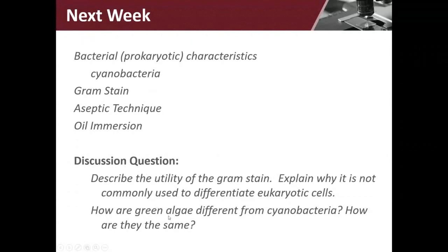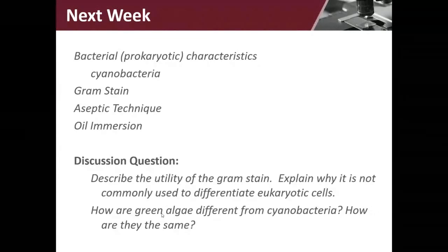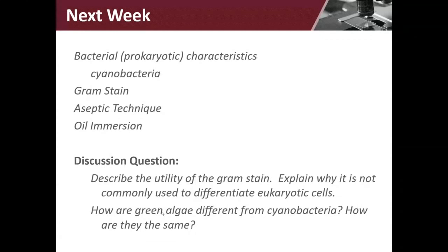So these are just some thinking questions moving forward in terms of next week. Why is the gram stain important? And why don't we usually use it to do eukaryotic cells? And then how does a eukaryotic green algae differ from a photosynthetic bacteria cell? How are they different? How are they the same? So just some thinking questions moving forward.